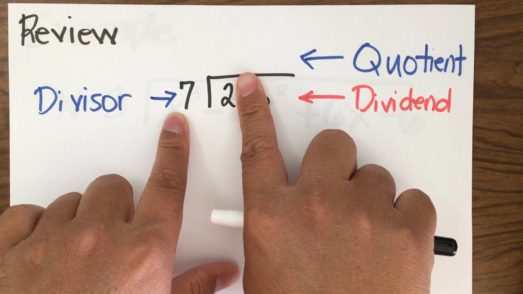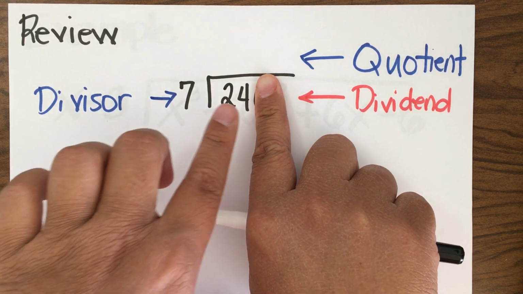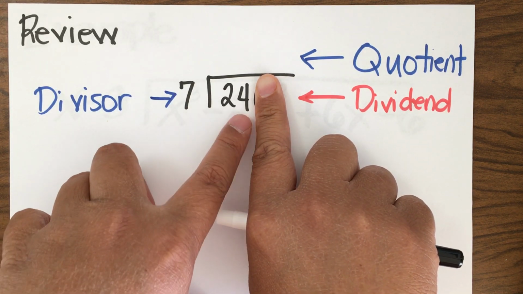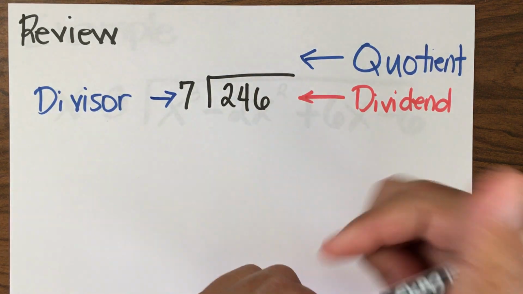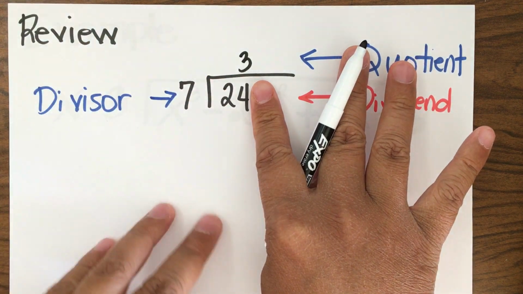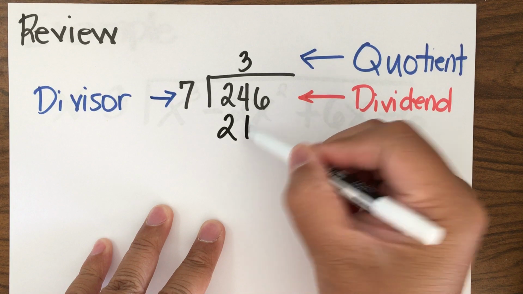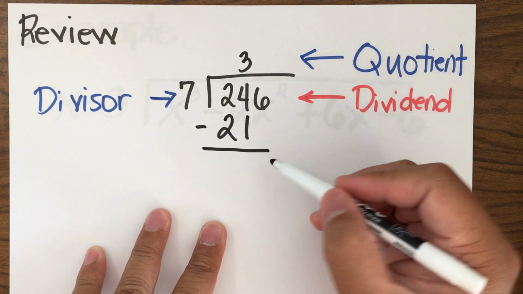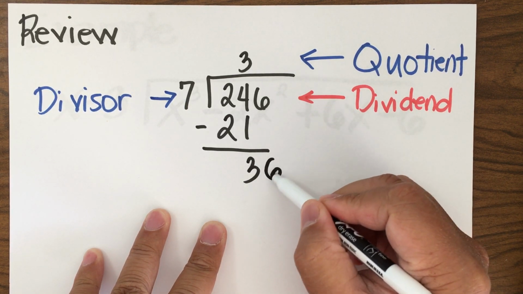Normally we divide step by step, or one by one, like 2 divided by 7. But if it's not possible, we can always move one place and divide 24 by 7. 24 divided by 7 is 3, so you write 3 in here. 3 times 7 is 21, and then we subtract. 24 minus 21 is 3. And then we bring down the last number, which is 6.